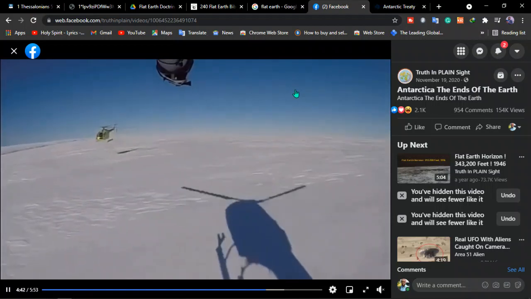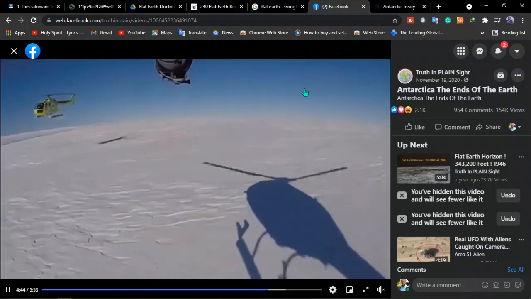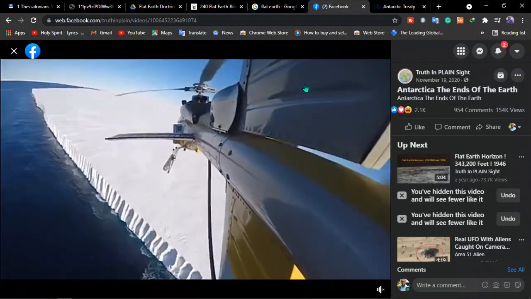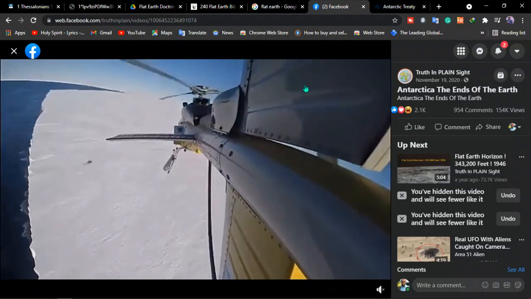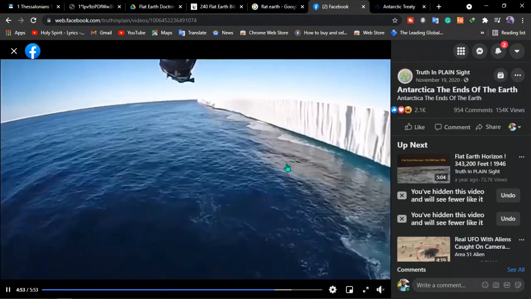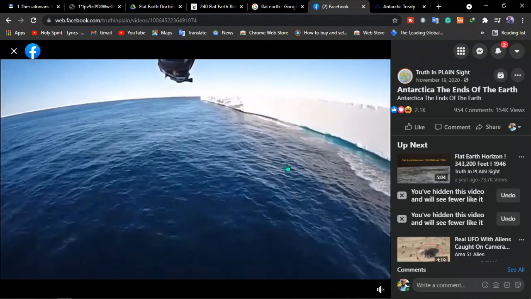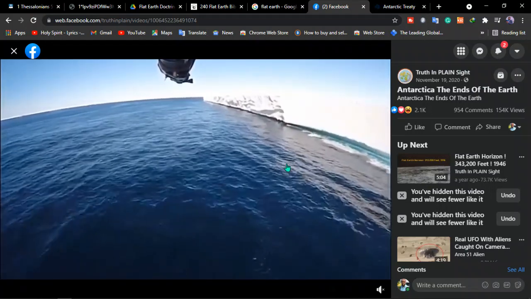This is the firmament. This is a dome. All right, here. Can you see it? The ends of the earth. Let God be true and every man be a liar. Let's open up our eyes. Let's be wise.